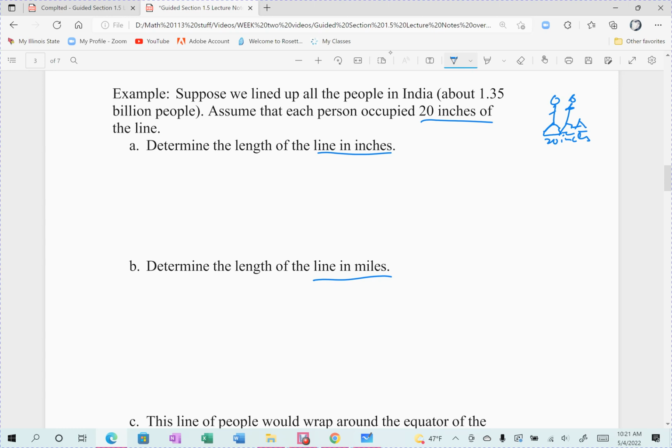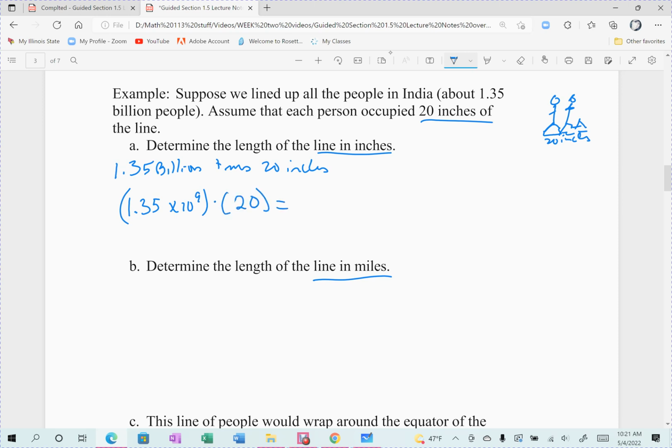All right, so how many inches altogether? Well, we've got 1.35 billion. So we've got to remember what the 1.35 billion is. All right, and we're going to take that times the 20 inches, right? Because each one of them is going to take up 20 inches of space. But I can't just straight multiply because I've got to take into account the billion. So it's really 1.35 times 10 to the ninth. That's the billions of people. And that's the number you're going to have to multiply 20 by.